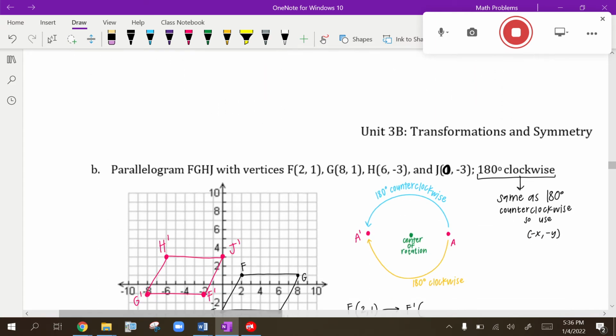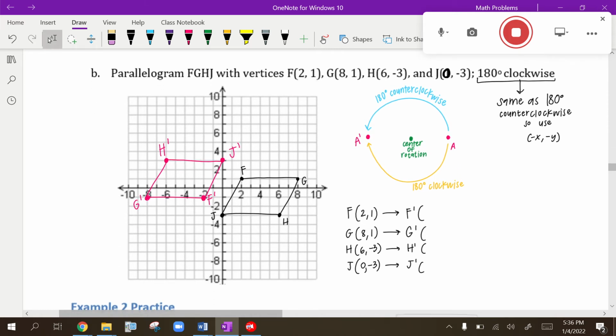Let's do another example together. So this says we're trying to rotate parallelogram FGHJ. Just as a note, I changed J to be 0, -3 to make sure it was a parallelogram. And we want to rotate it 180 degrees clockwise. Now, what are we going to do? Because our rules are for counterclockwise. However, 180 clockwise is going to be the same image as rotating 180 degrees counterclockwise. You could probably find the same rules for 90 degrees clockwise or 270 degrees clockwise, similar.